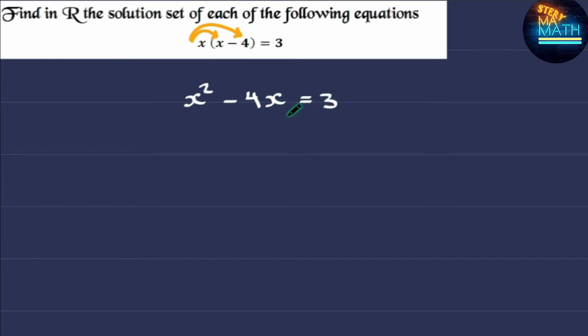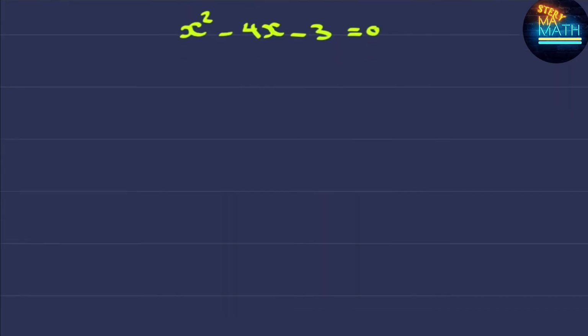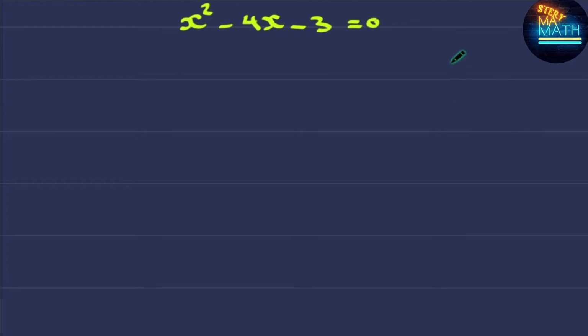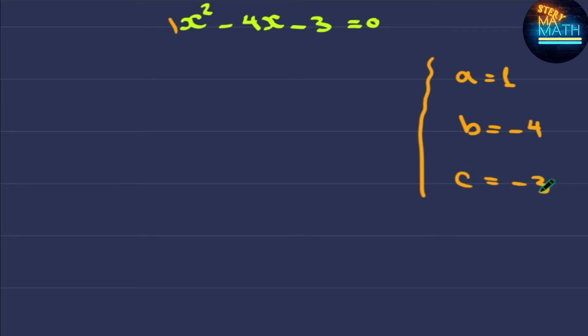Is it in the standard form now? Nope. So we have to move 3 to the other side to make it equal to 0. You're right. So x squared minus 4x minus 3 is equal to 0. And now it's in the standard form. What are the values for a, b, and c? a is equal to 1. Right. a is the coefficient of x squared. And b is the coefficient of x, which is -4. You're right. And then c is equal to -3, which is the constant term.